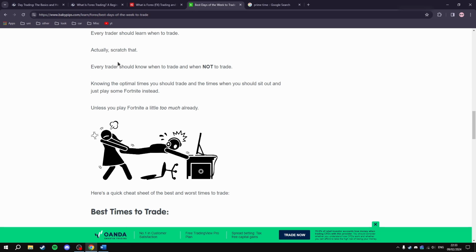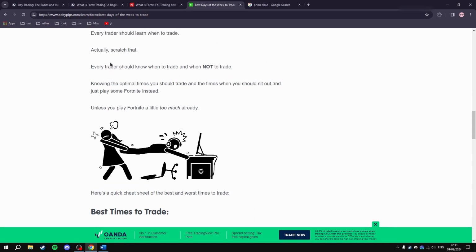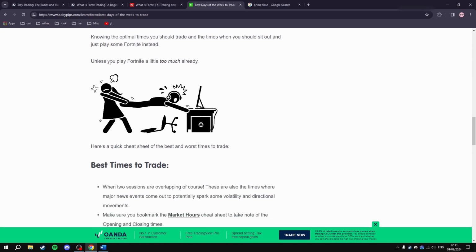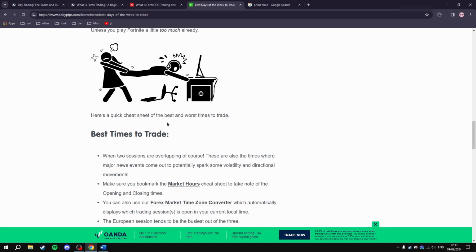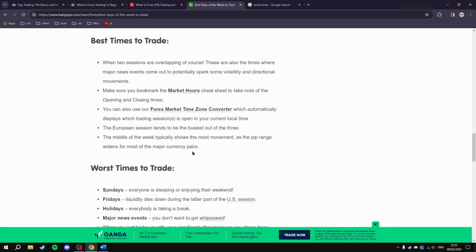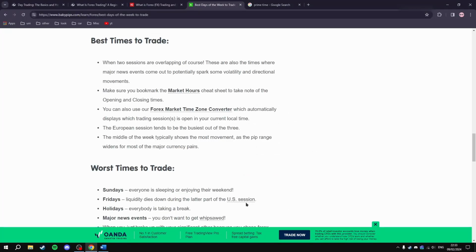Every trader should learn when to trade. Actually, scratch that. Every trader should know when to trade and when not to trade. Knowing the optimal times you should trade and times when you should sit out and just play some Fortnite instead. What? Unless you play Fortnite a little too much already. Here's a quick cheat sheet of the best and worst times to trade. When two sessions are overlapping, of course.